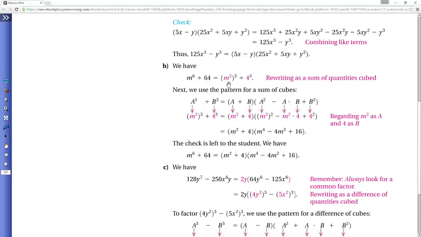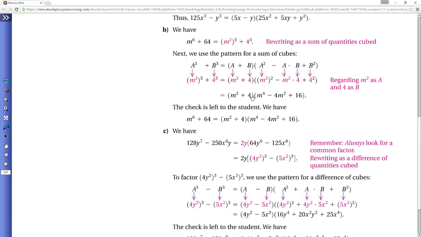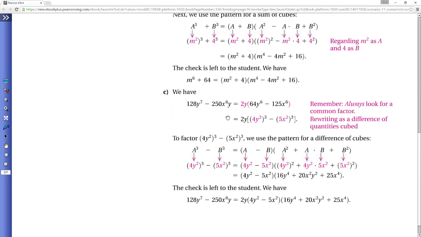So they say, well, m to the 2 power cubed is m to the 6th. And then I could say also 2 to the 2 power, the entire thing to the 3rd power, is 64. And I'd end up with m squared in here and 2 squared, which is 4. Well, then you fill in your values based on that pattern. Make sure you check and do that.